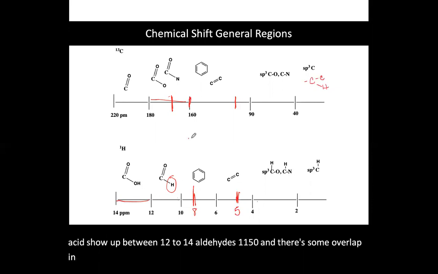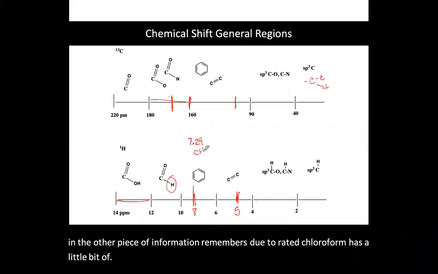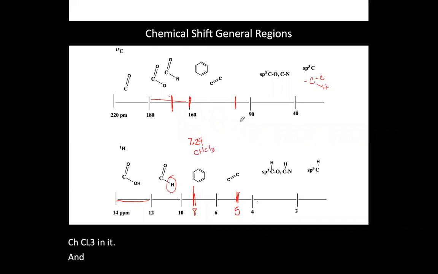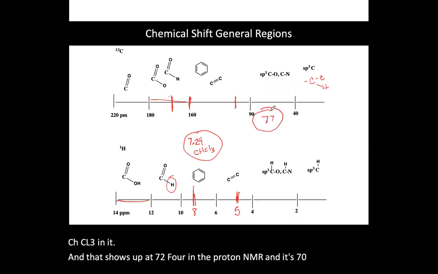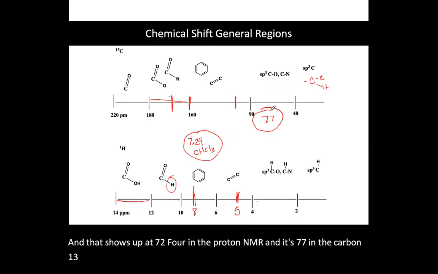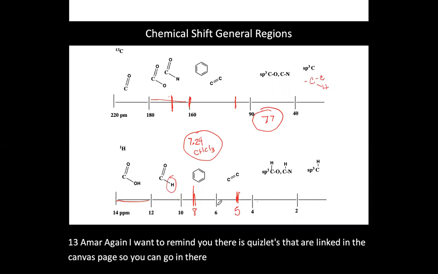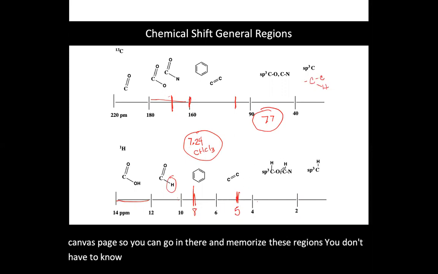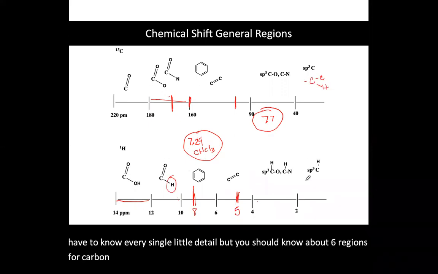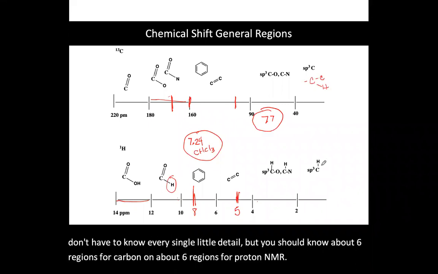The other piece of information to remember is deuterated chloroform has a little bit of CHCl3 in it. And that shows up at 7.24 in the proton NMR and at 77 in the carbon-13 NMR. Again, I want to remind you that there's Quizlets that are linked in the Canvas page. So you can go in there and memorize these regions. You don't have to know every single little detail, but you should know about 6 regions for carbon and about 6 regions for proton NMR. And it'll make the interpretation so much easier.